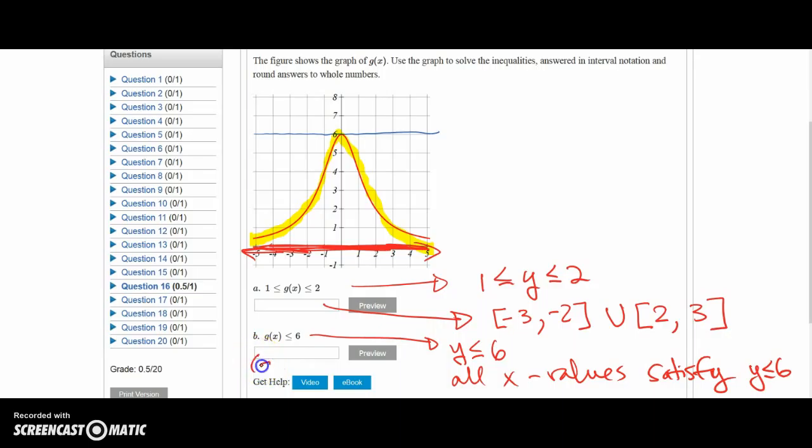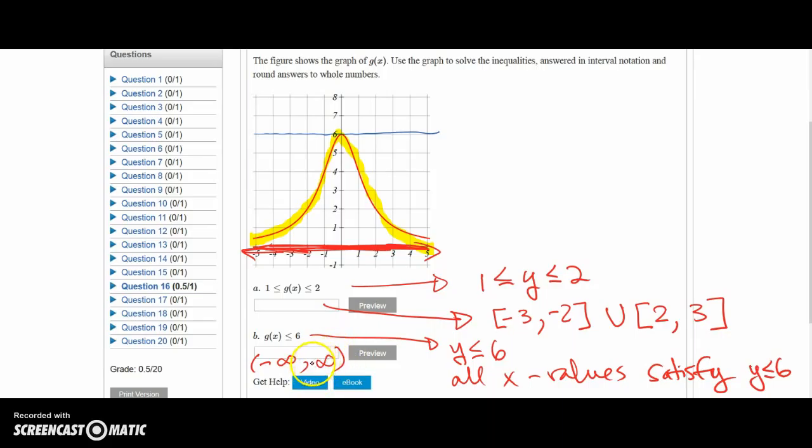So in interval notation, it's negative infinity, comma, to positive infinity. That means it covers the entire real line. Every single x value possible that you input into this function will give you an output that is either 6 or less than 6.